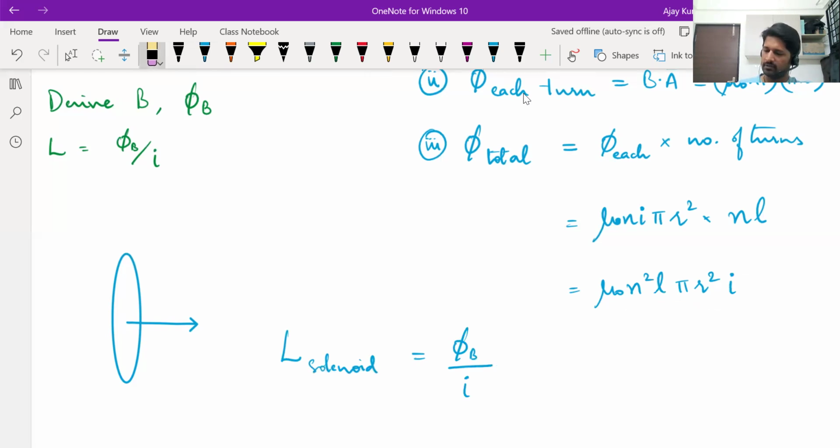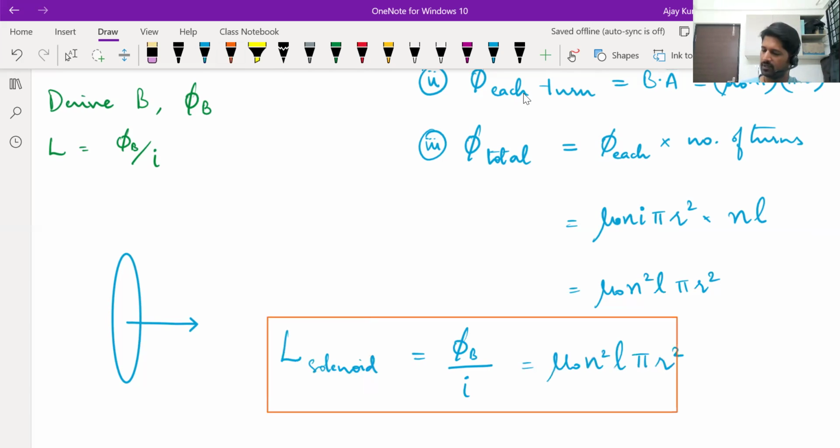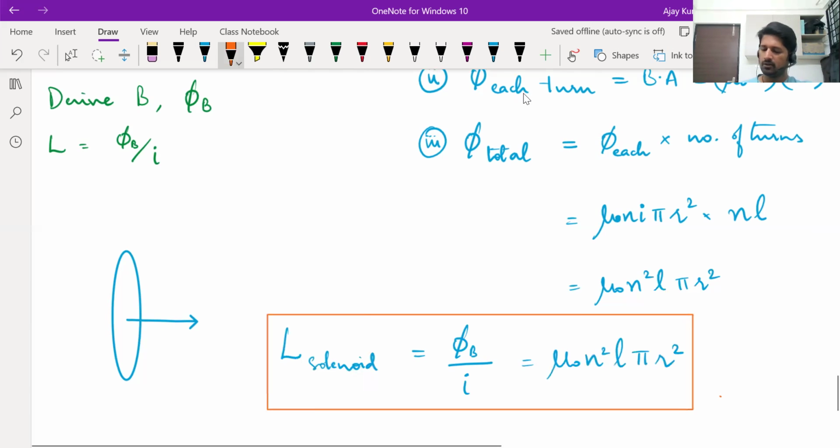And what will you be left with? You'll be left with mu naught N square L pi r square. This is the formula for self-inductance of a solenoid: the ratio of flux produced in the solenoid to the own current of the solenoid.